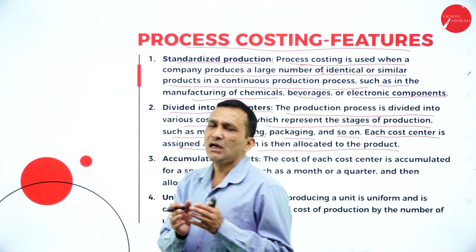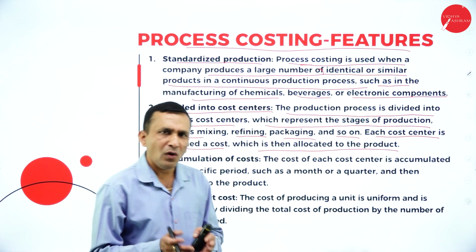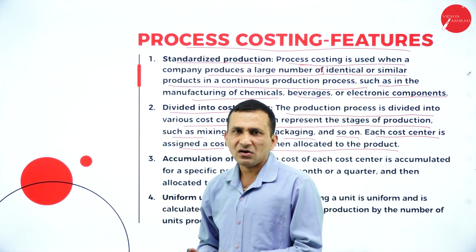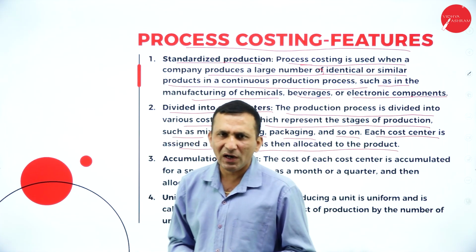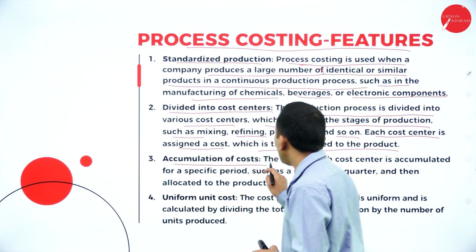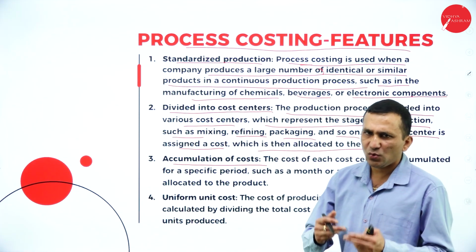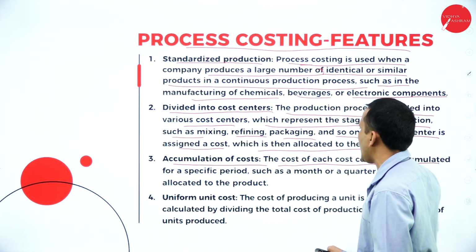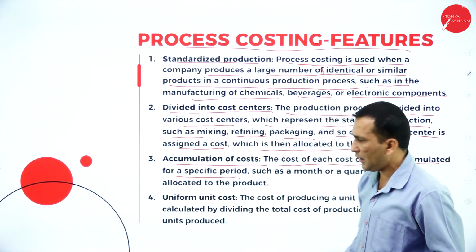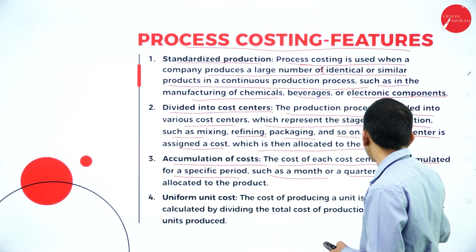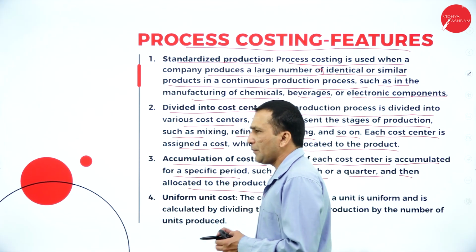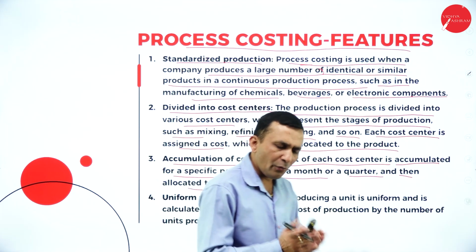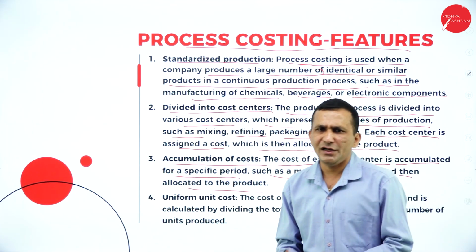So we know there are different types of costs involved in producing a final product: direct cost, indirect cost. There are different overheads also added here. And the accumulation of cost. Accumulation means adding of the cost. The cost of each cost center is accumulated for a specific period, such as a month or quarter, then allocated to the product, because of how many processes the final product will pass through, and what all is involved.